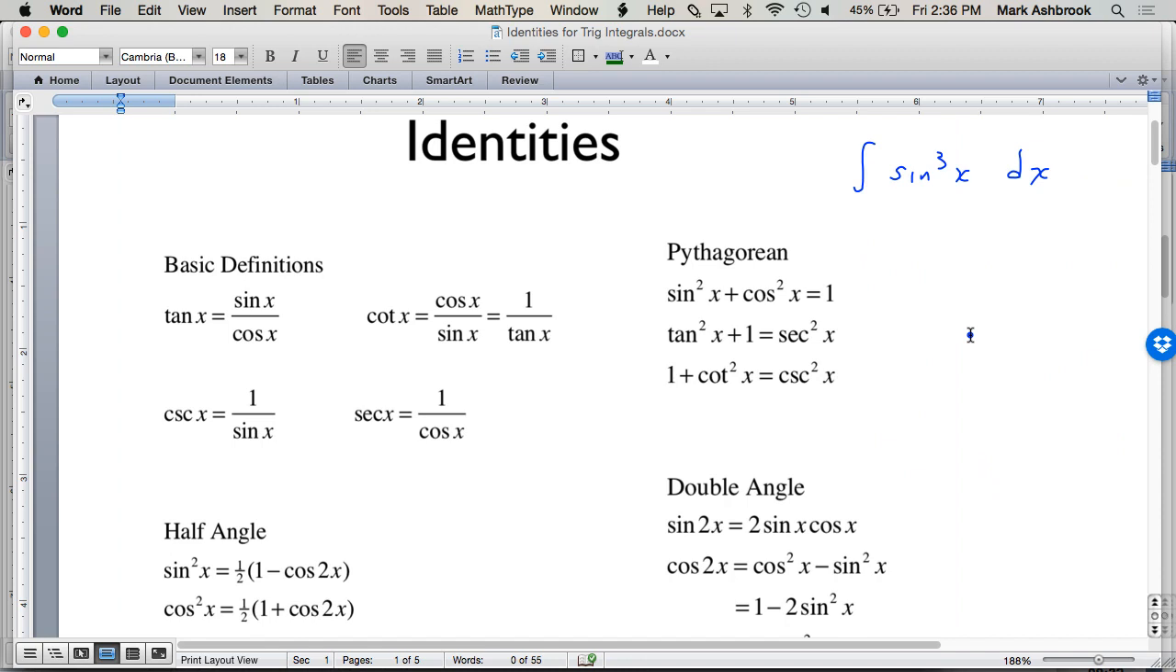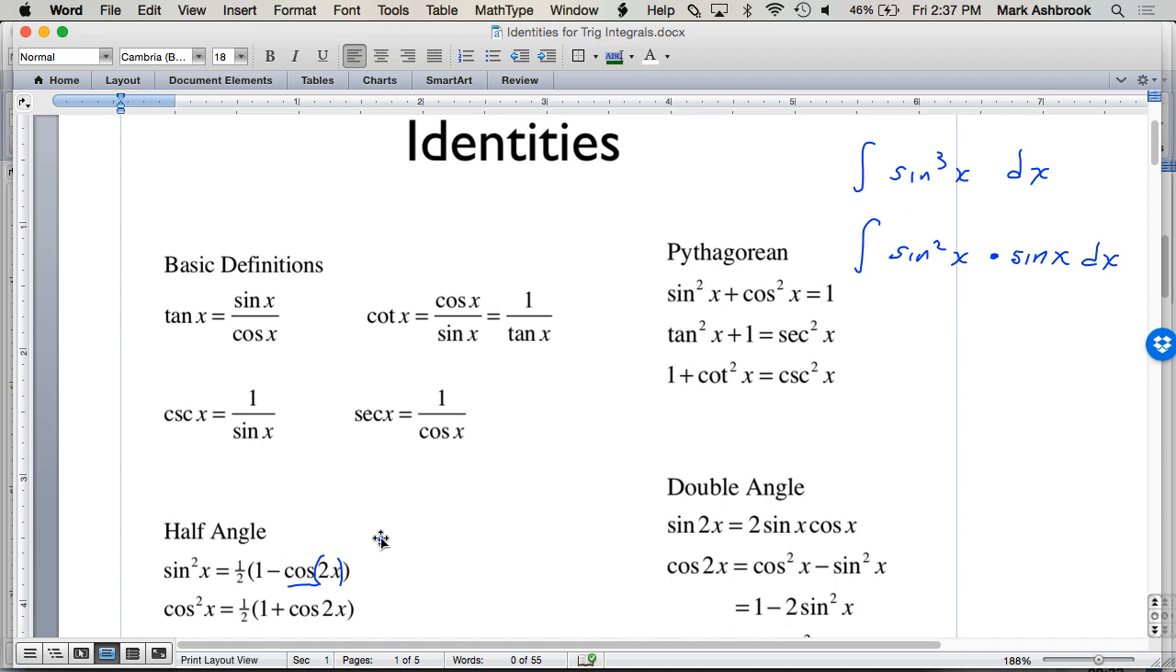Lots of you have the right first step, and that would be to split it apart into sine squared times sine. Lots of you got that. That's key. Now we have a choice, right? So what happens when you apply the half angle formula here? Well, then you get cosine of 2x, when this is sine of just x, and that's a problem.